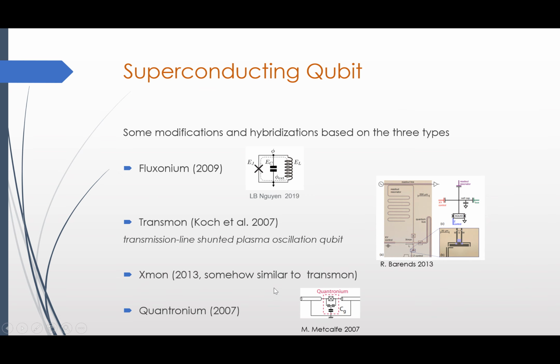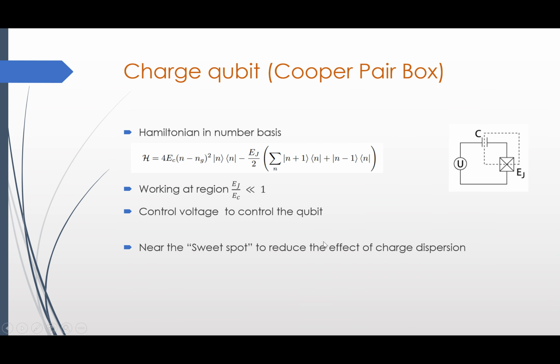But as the techniques developed, there are more qubits developed based on these three kinds of qubits, such as fluxonium in 2009, Transmon in 2007, Xmon in 2013, and Gatemon in 2007. Transmon is what we are going to discuss here. Its full name is Transmission line shunted plasma oscillation qubit. Transmon is based on the charge qubit or Cooper pair box.